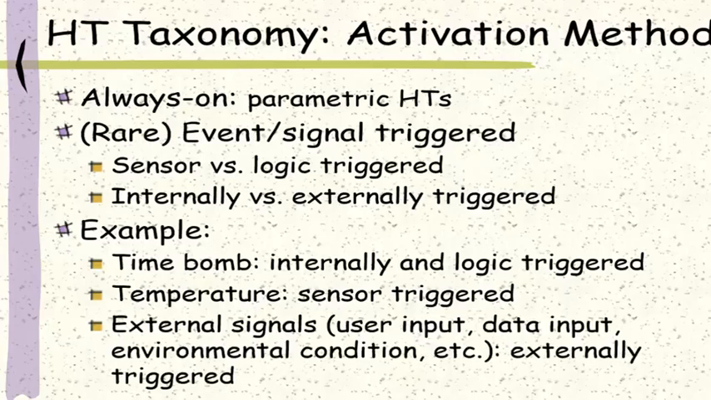Hardware Trojans can also be triggered by outside signals, such as a user pushing a button, turning on or off a switch, or when certain input values are entered into the system, maybe even wirelessly. These hardware Trojans are externally triggered. They can be either sensor-based or logical value-based.